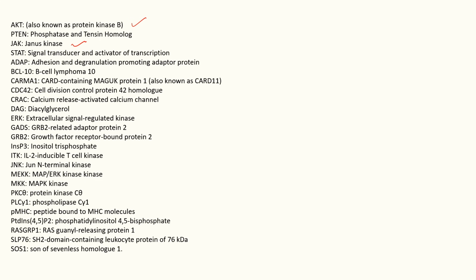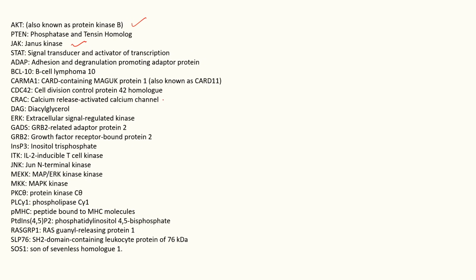Then we do have ADAP, which is adhesion and degranulation promoting adapter protein, and BCL10, which is B cell lymphoma 10, and CARMA1, which is a CARD-containing MAGUK protein 1, also called CARD11. I'm just trying to give a brief discussion about all this, because these will be coming up one way or another frequently in this course. So I just wanted to highlight a few of them.